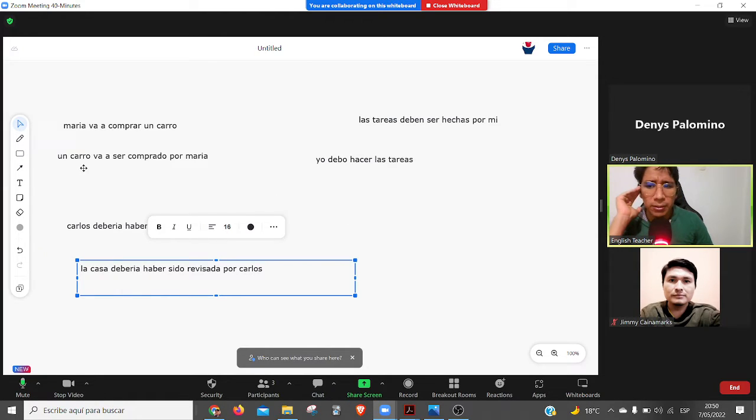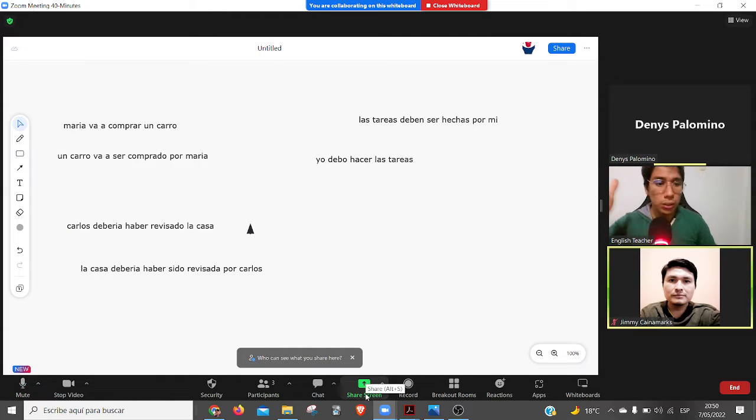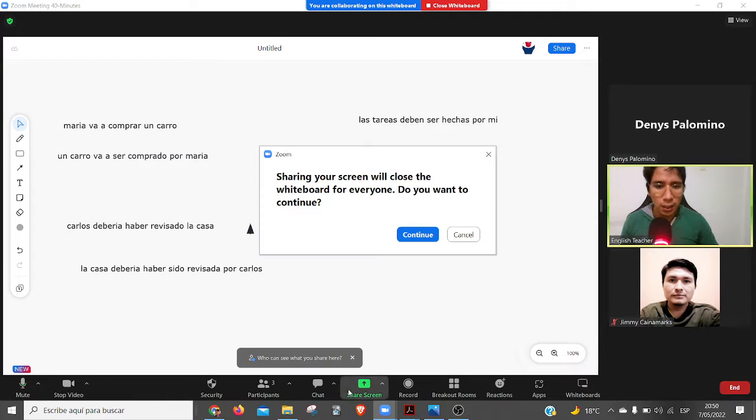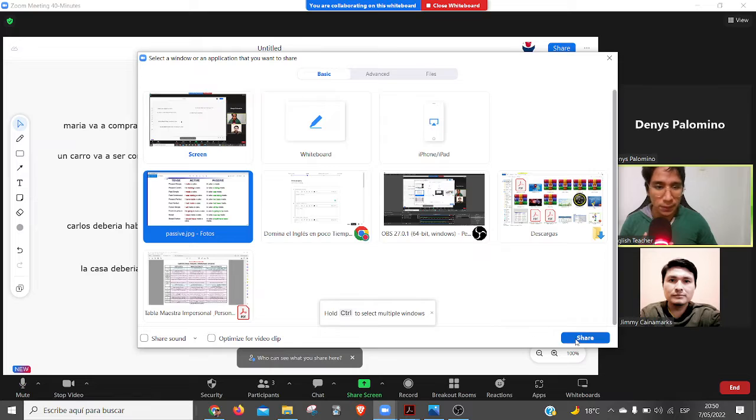Mary va a comprar un carro, va a ser comprado por María. So, a car is going to be bought by Mary. You got it? ¿Se entiende o no se entiende? Pero si no puedes hacer esta conjugación en español, porque es un poco difícil a veces, tienes que practicar con la imagen que te he brindado. ¿Ok? No te preocupes. Aquí está.